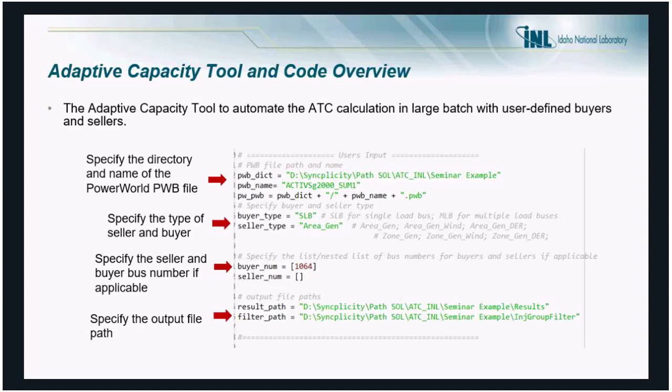And the last step, of course, is to specify the output file path. So the ATC calculation results are going to be saved as a CSV file in the specified output file path.